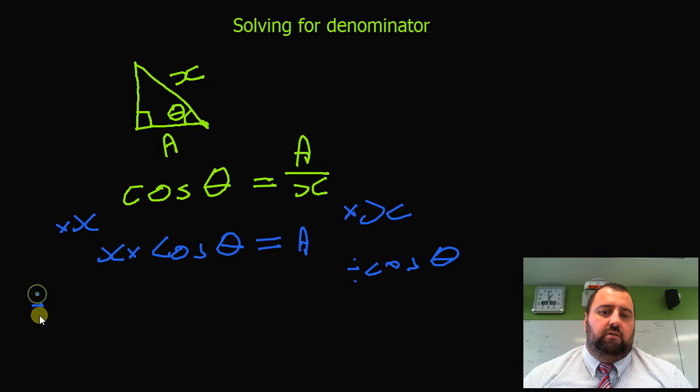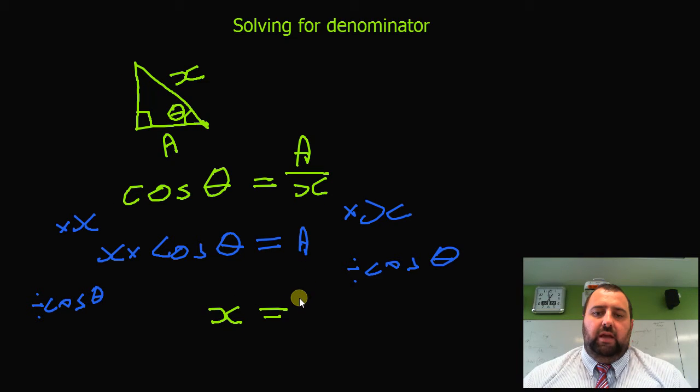Goodsell. Divide this side by cos theta means that we end up with our second line of working showing that x equals our adjacent side divided by cos theta.